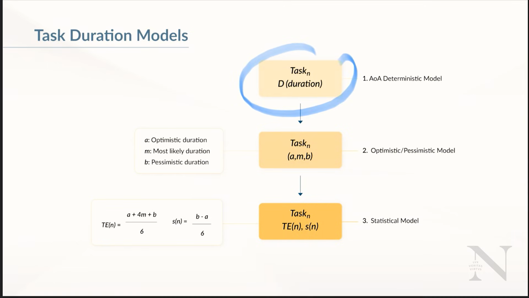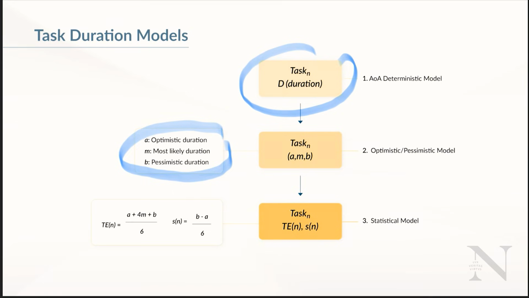We might have an optimistic scenario where everything goes smoothly and the task finishes earlier than expected. Or a pessimistic scenario where Murphy's Law applies. To capture this reality, we use three key estimates for each task: the optimistic duration, the most likely duration, and the pessimistic duration. Then we assume that the task durations follow the statistics of the beta distribution.